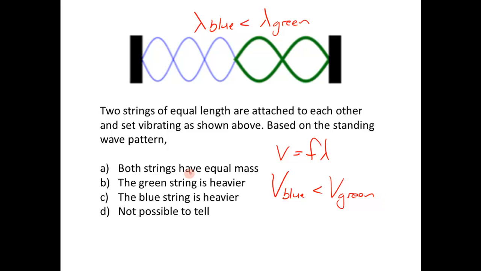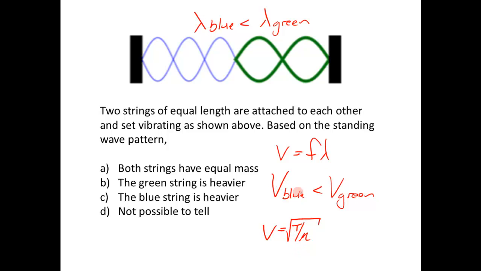Finally, if we look at how we get wave speed from the physical setup, we have tension and linear mass density, so v is equal to the square root of tension over linear mass density. These guys both have to have the same tension because they're attached. So however much the blue string is pulling on the green has to be the same as however much the green is pulling on the blue. This means that for these guys to have different wave speeds, they would actually have to have different linear mass densities.